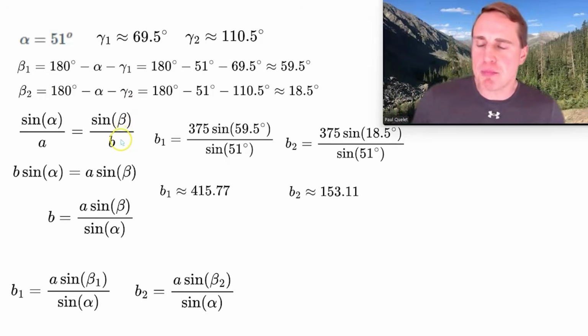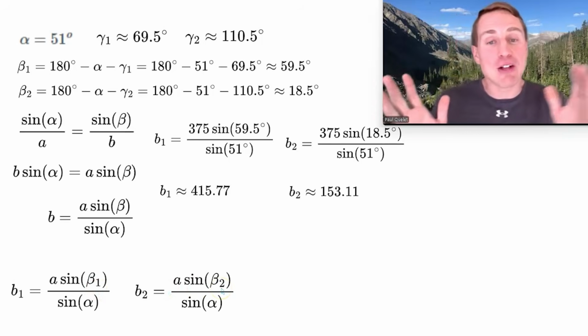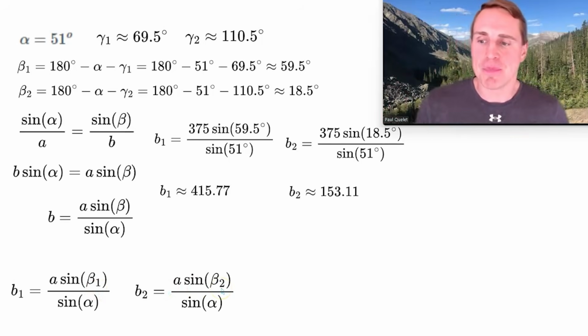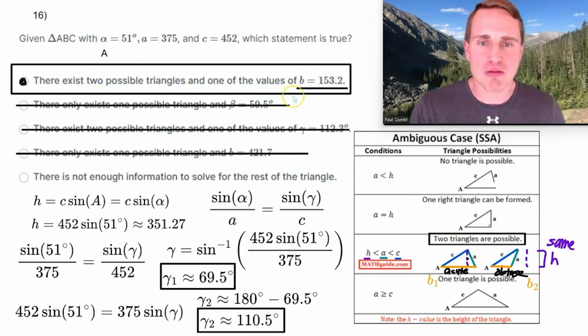But then we just need to repeat the law of sines to find side length B. Notice side length B, we calculated in two different ways because we have two different values for beta, beta being the angle across from side length B. So we get B1 and B2 from calculating with the law of sines. We compare to what we have. We have the correct answer.